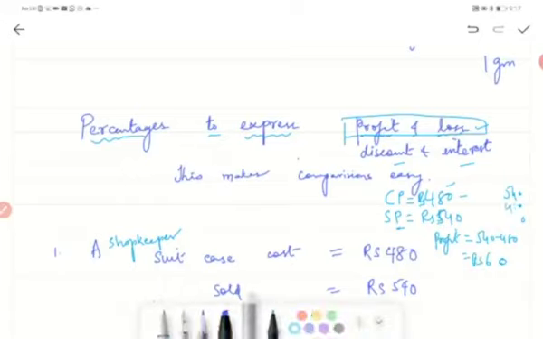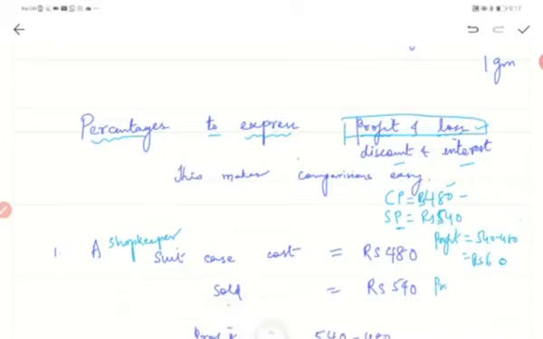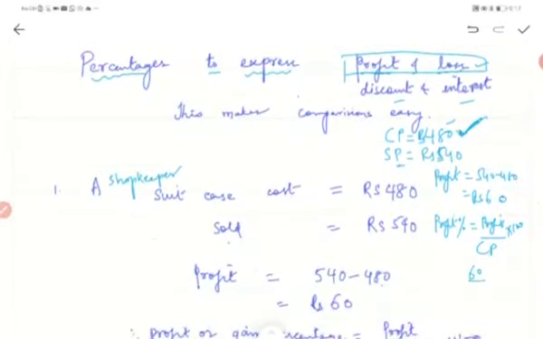Okay, now what is the percentage of profit? So we know that if we want to calculate the percentage of profit the shopkeeper has got, we will take profit divided by the cost price, obviously how much he bought it for, and you need to multiply by 100. So profit is 60, cost price is 480, into 100. Okay, just simplification. Alright, so you will get 600 divided by 48.